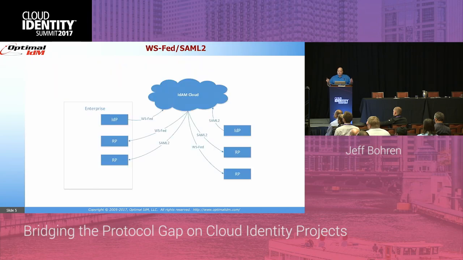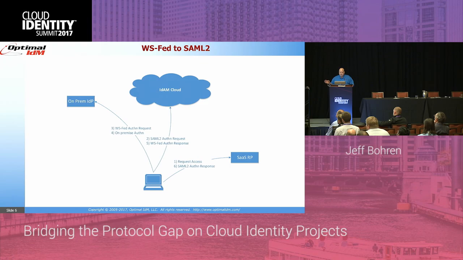Now let's look at a typical cloud identity scenario. In this case, I'm going to have, let's see, can you see that? Yeah, you can see that. Typically, we're going to have an IDP and relying parties on-premise. We're going to have IDPs and relying parties in the cloud, and there's going to be a mixture of WS-Federation and SAML2. This is where a lot of people are today. It should be a model you're familiar with.